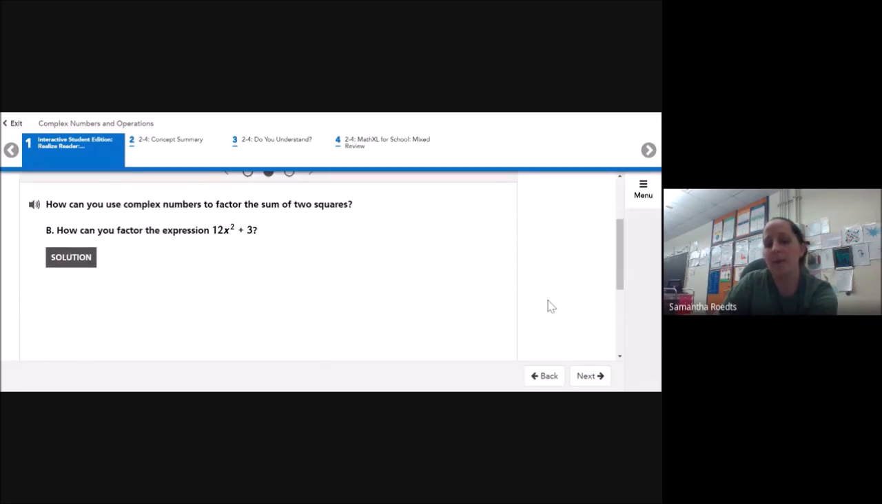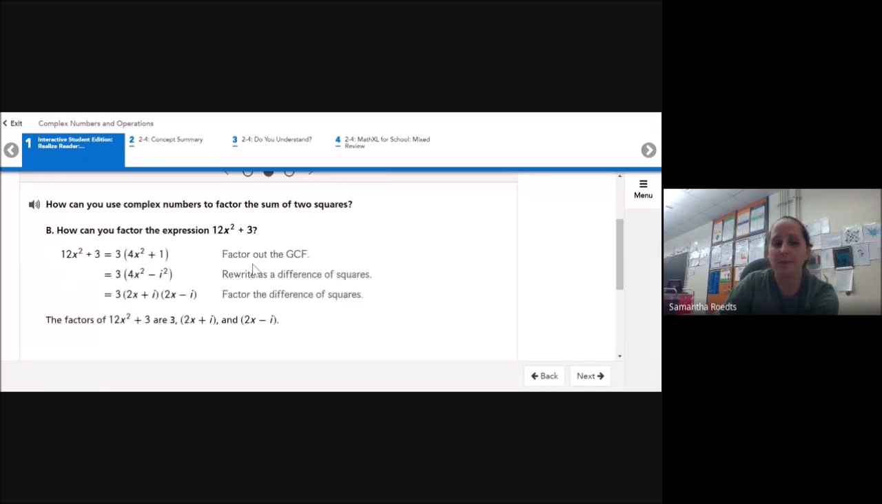How can you use complex numbers to factor the sum of two squares? How can you factor the expression 12x squared plus 3? I can notice that I can actually take out a 3. I can factor out a 3, which would give me 3 times 4x squared plus 1.